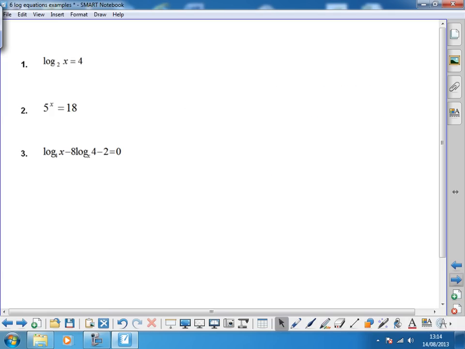So, the first three. We'll start off with a nice easy one. Log to base 2 of x is 4. So if we do the opposite of log to base 2, that's 2 to the power of, nice and easy, 2, 4, 8, 16. Easy. Okay, 2, another nice easy one.